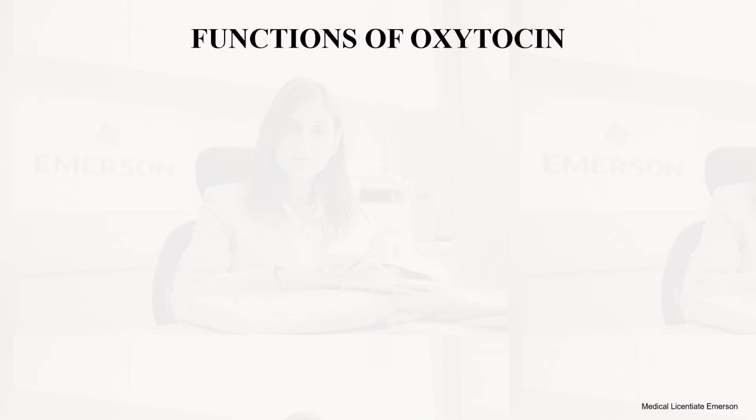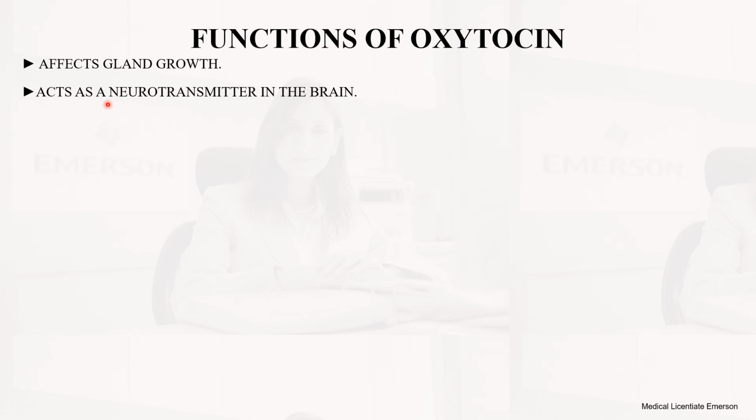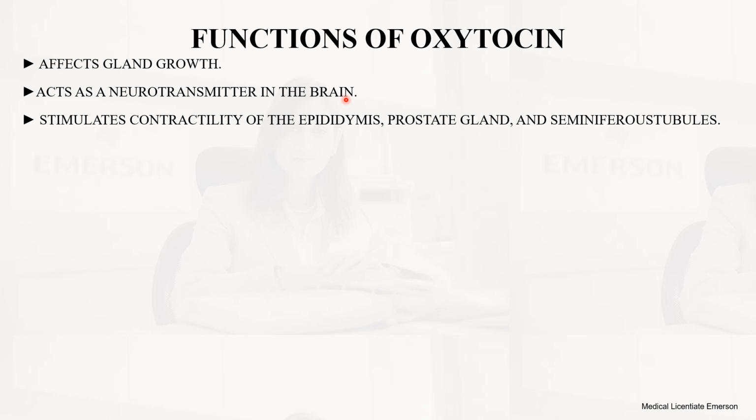Then what are the functions of oxytocin? We talked about the effects. What are the functions now? It affects the gland growth. It also acts as a neurotransmitter in the brain. It stimulates the contractility of the epididymis, the prostate gland, and the seminiferous tubules.